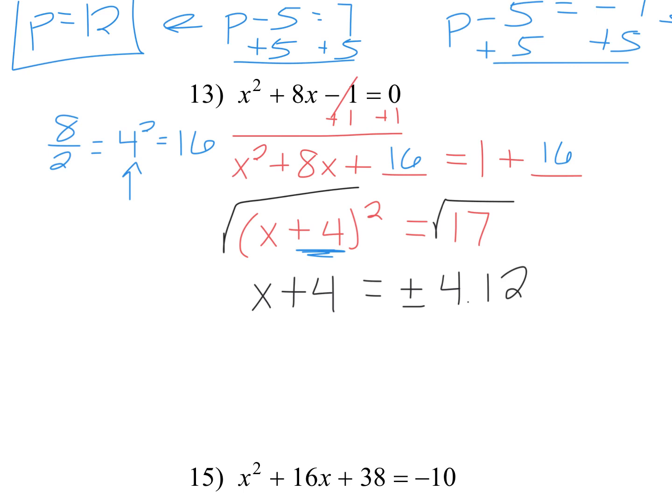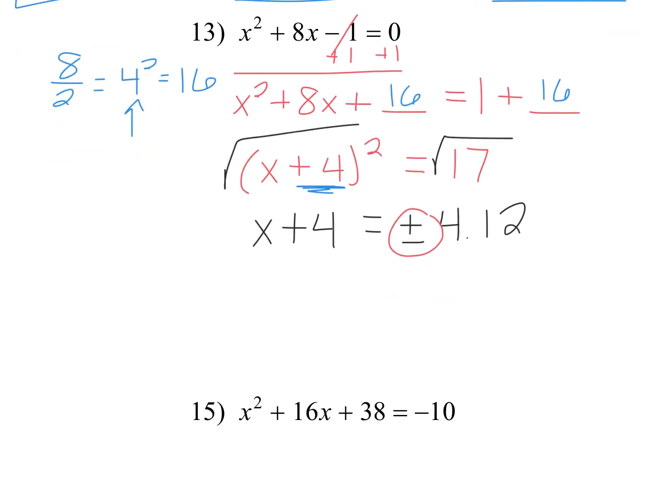And again, why do I have that plus or minus there? Because we need 2 solutions, and whenever you take the square root of something, it should have 2 possible answers. Okay? So finally, what's our last step with this? Treat them as their own. Yep. So we have x plus 4 equals positive 4.12, and x plus 4 equals negative 4.12.